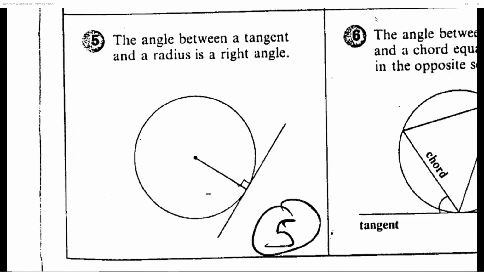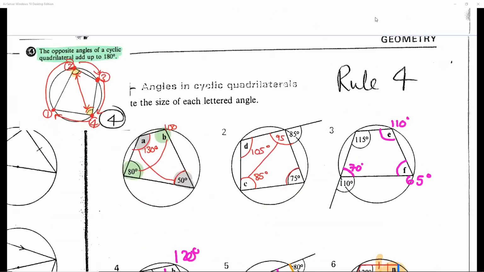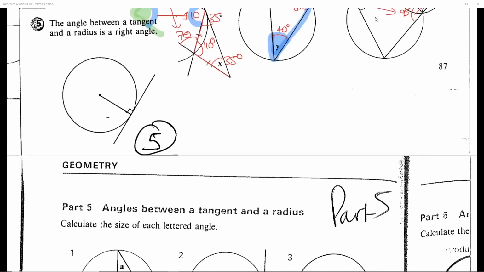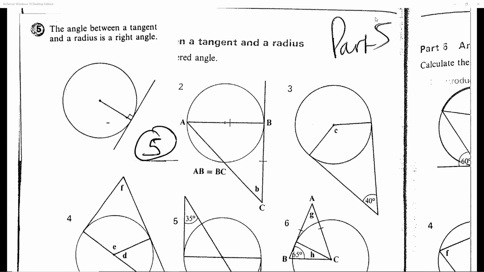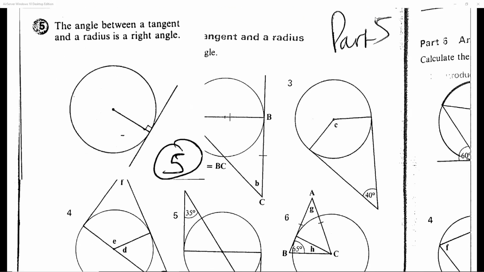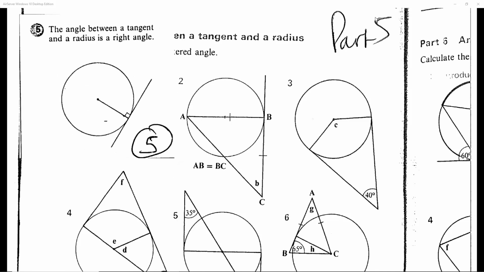What's rule number 5? Let's have Lisa read for me, please. Which part do I read? I'm bringing it down for you. There, read it. The angle between a tangent and a radius is a right angle. Nice, beautiful, simple rule. Simple as that.